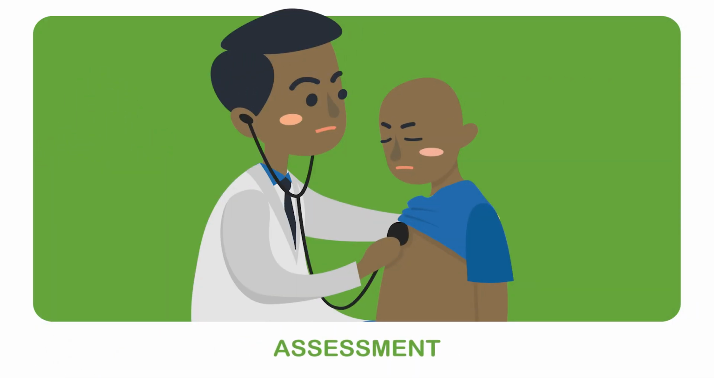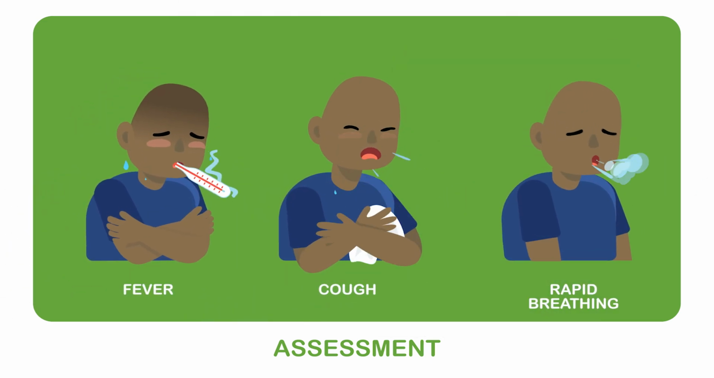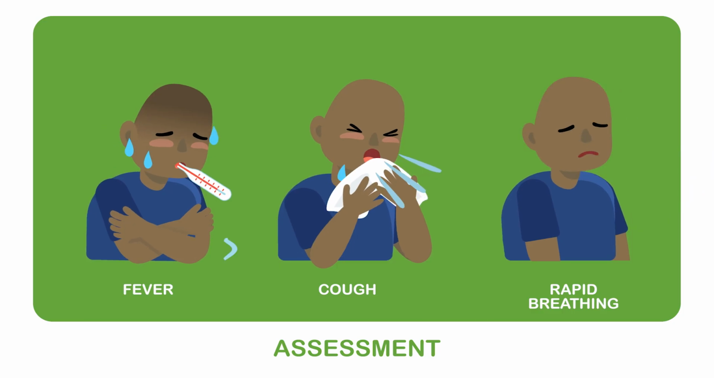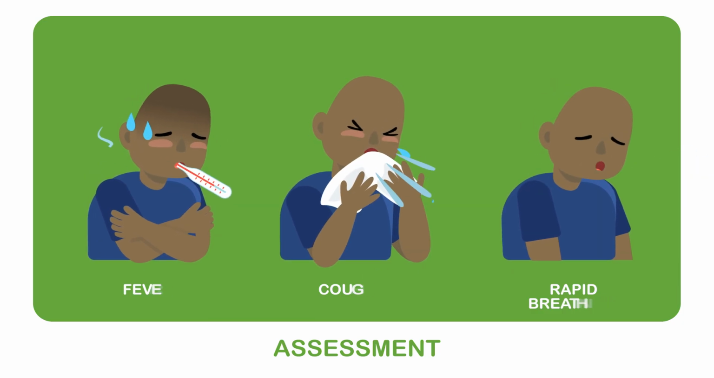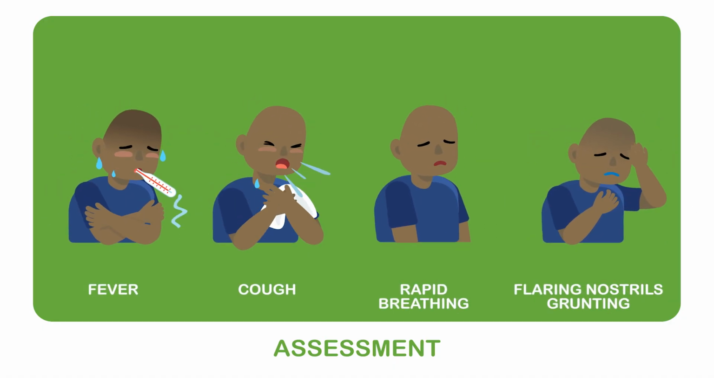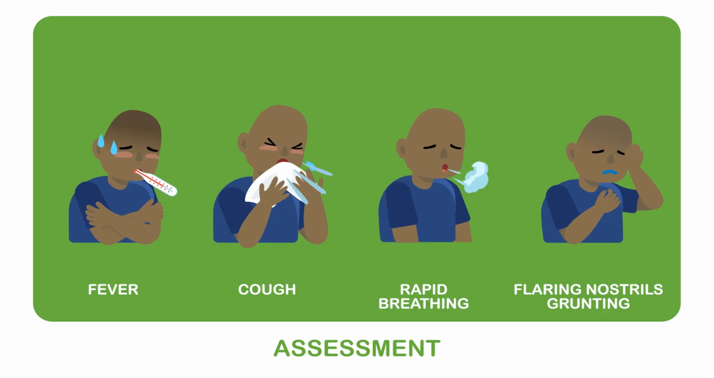Assess the child for the severity of the pneumonia using the classification here. Pneumonia: fever, cough and rapid breathing, but no chest indrawing of the lower chest wall and no flaring of nostrils. Severe pneumonia: fever, cough, rapid breathing, chest indrawing and flaring nostrils or grunting.